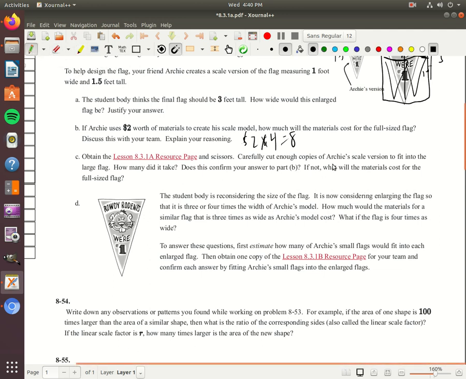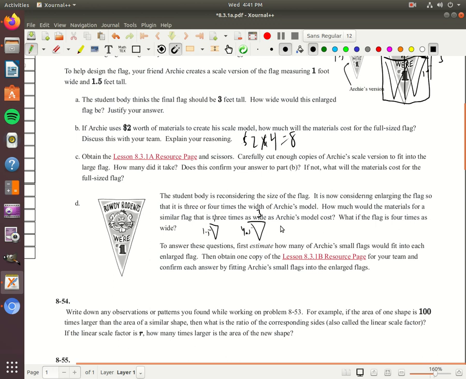Okay, carefully cut enough copies. Obviously, we did that. The student body is reconsidering the size of the flag. It is now considering enlarging the flag so that it is 3 or 4 times the width of Archie's model. How would the materials change for this similar flag if it's 3 times bigger? Well, again, you're looking at a much bigger flag. Here it's 1 by 1.5. If I make it 3 times bigger, it's going to be 3 by 4.5.